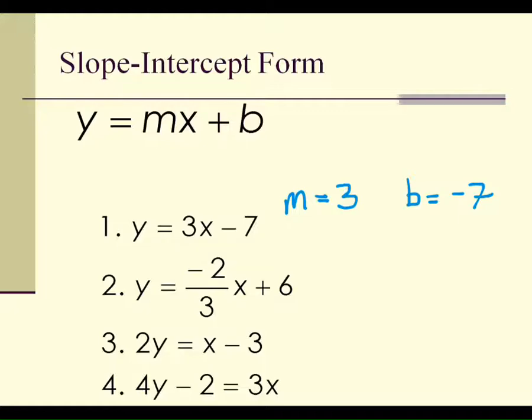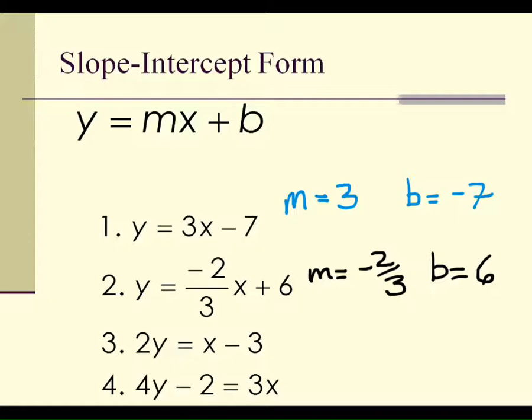Number 2, what's the slope? Good, -2/3 is the slope. The y-intercept, good, is +6, so I'd start at the y-axis at +6. I'd be going down 2 and to the right 3, or up 2 and to the left 3. They're both downhill. Very good.